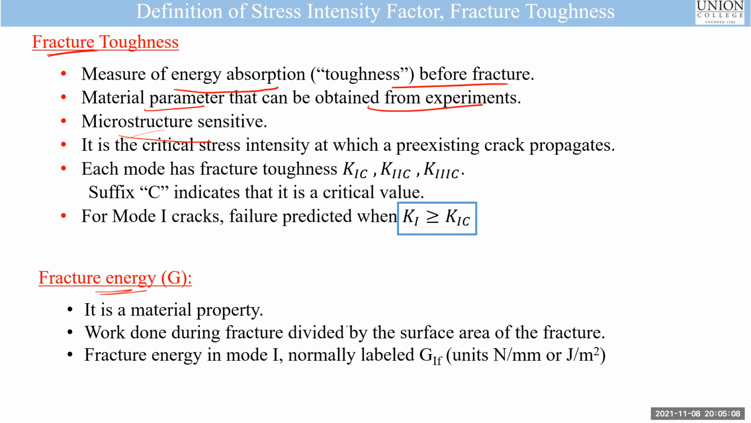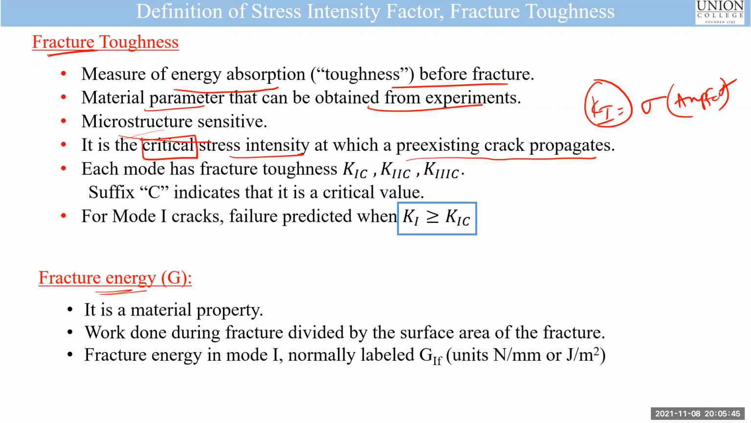And this can also be interpreted as the critical stress intensity. Again, stress intensity is K1, K2, K3, right? It is the critical stress intensity, or the maximum stress intensity, at which a pre-existing crack propagates. So if you already have a crack, the maximum amplitude, right? K1 is some sigma times some amplification factor.